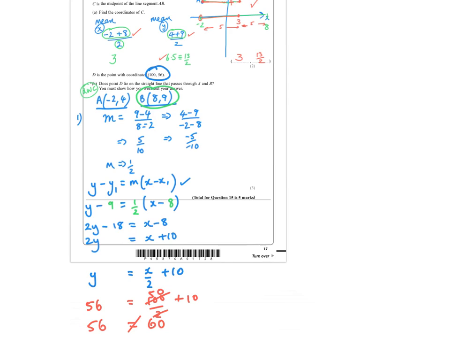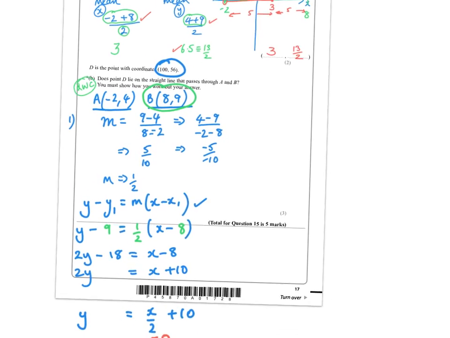So you can then say, I'm not going to write this, you can say D, the point 100, 56, does not lie on the straight line that goes through A and B. That takes far too long for me to write out. But I want to show you another method of doing it.